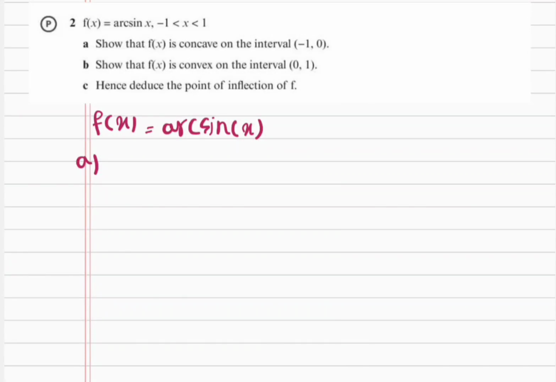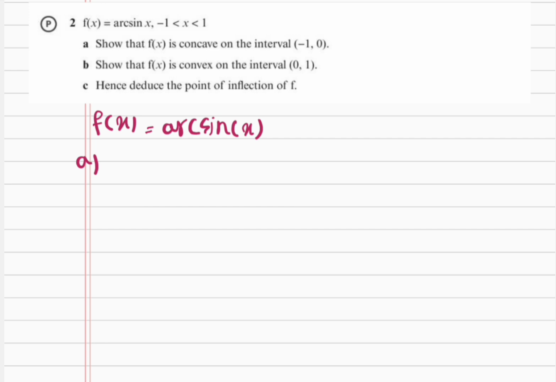Hi everyone, this video is on question 2 of exercise 9i from PO2. So we have the function f of x is arcsine x, and in part A we want to show that the function is concave on the interval -1, 0.